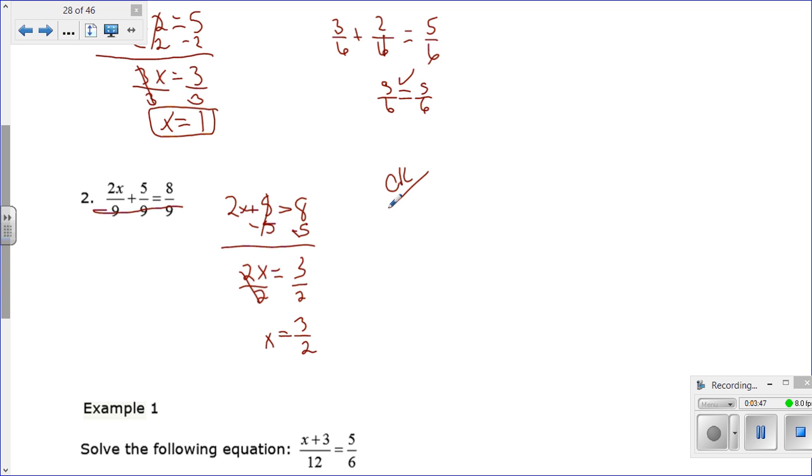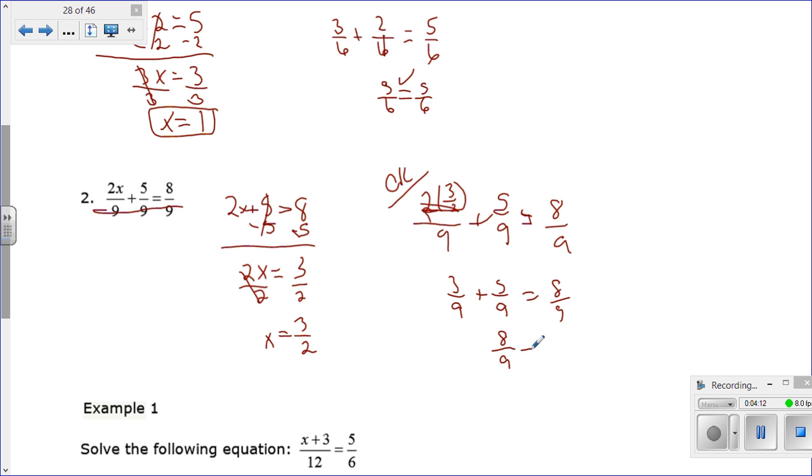So for the check, in place of x, I'm going to put 3/2. So here, when I multiply, that's just a 2 over 1. So my 2's cancel out. So I have 3/9 plus the 5/9 equals the 8/9. And 3 plus 5 is 8. So 8/9 equals 8/9.